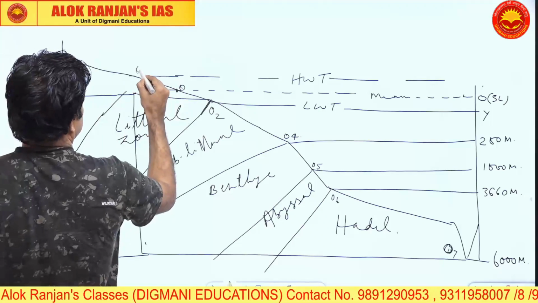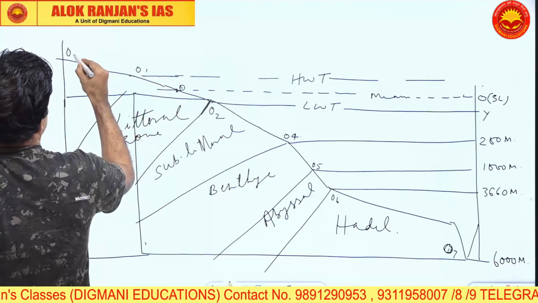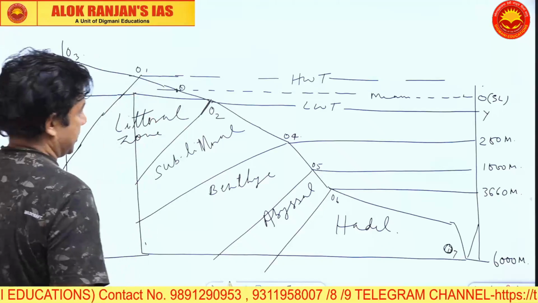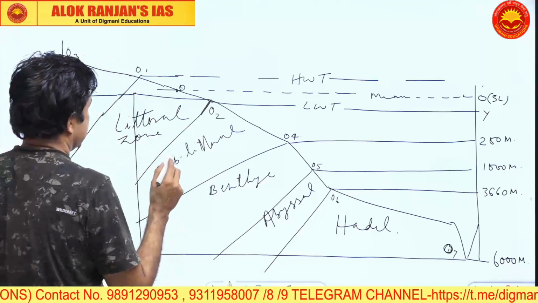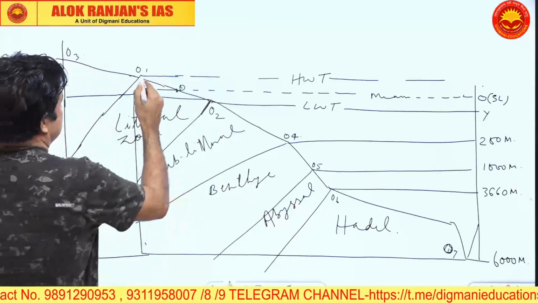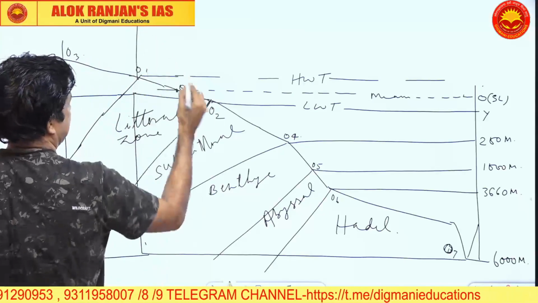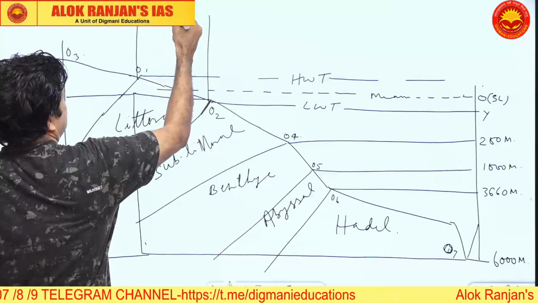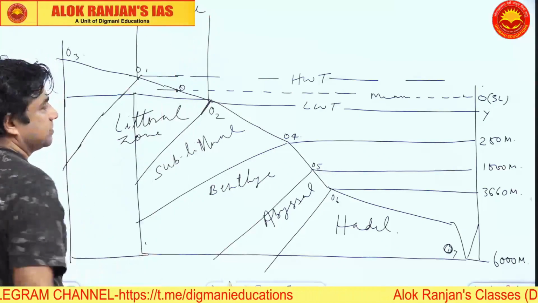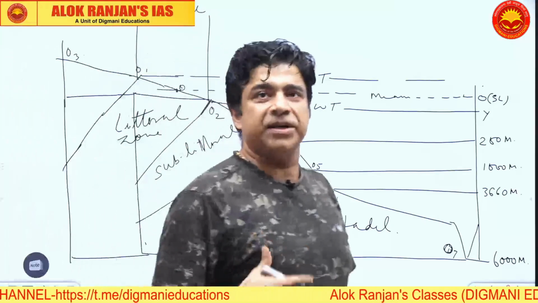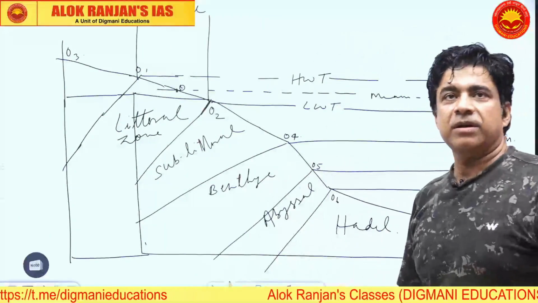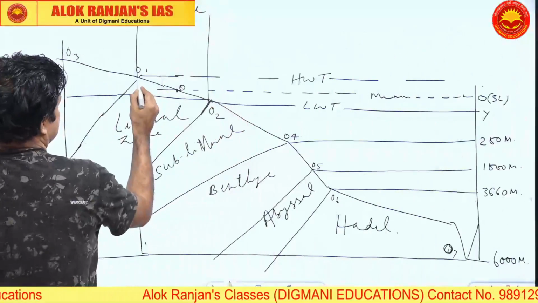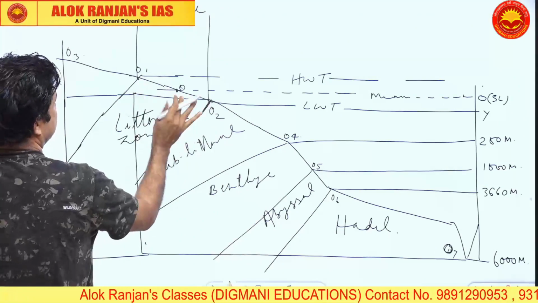This is how it was. This was your O1. This was your O3. This is how it was. Okay. Now, from the high water tide, this line, on this point, these two, this is called littoral. I have explained this earlier also. This is called littoral zone. Now this is your littoral between O1 and O2. This is your littoral zone.